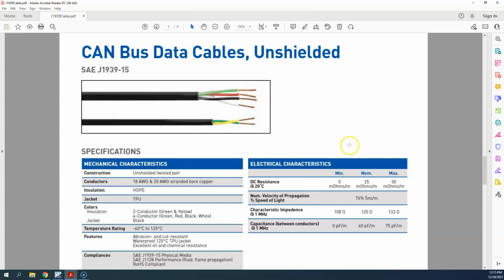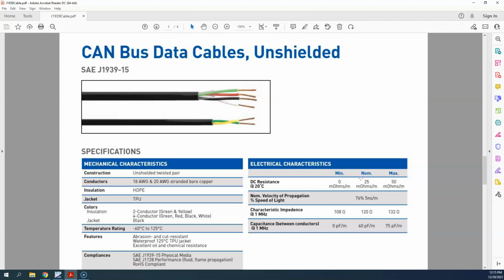The DC resistance, this is what you measure with your Fluke 87 or your Fluke 88 multimeter. This has a nominal value at 20 degrees C of approximately 25 milliohms per meter. That means 25 thousandths of an ohm per meter.